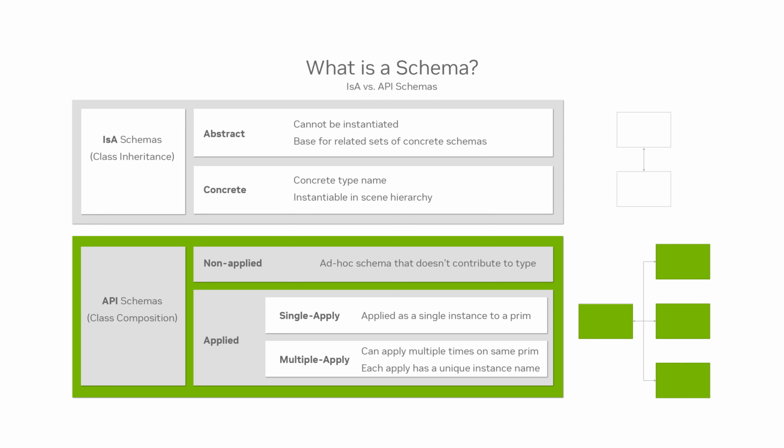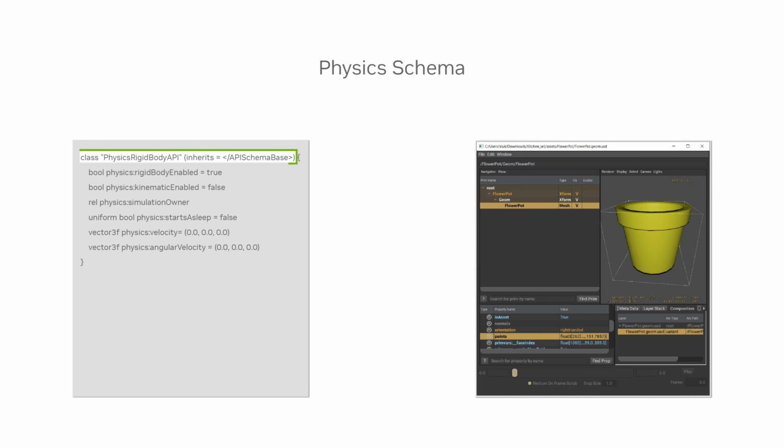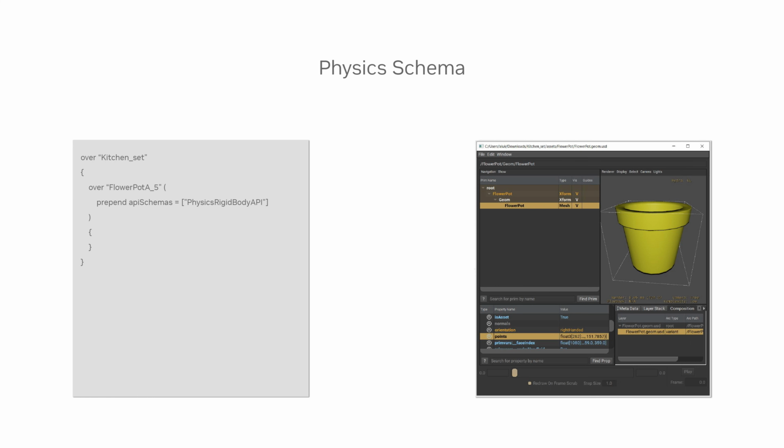API schemas, on the other hand, are analogous to class composition, that is, imparting additional properties onto an already typed prim. Let's take a look at physics schemas, which are a good example of API schemas in practice. This is the rigid body API schema for physics. If we apply the rigid body API schema to our favorite flower pot in the kitchen set, we are merely writing an additional value into that prim's list of API schemas. Again, in the power of sparse, non-destructive overrides, we have now given the flower pot all the properties defined in the rigid body API, which can be queried and edited just like any other property on this prim.